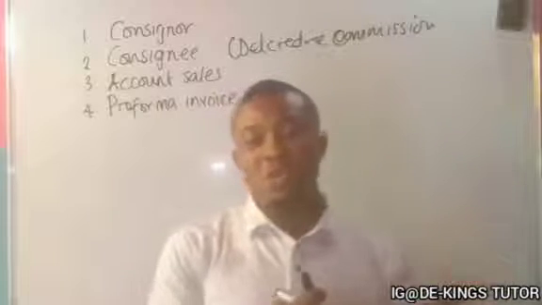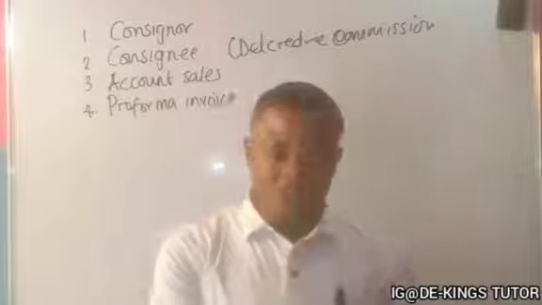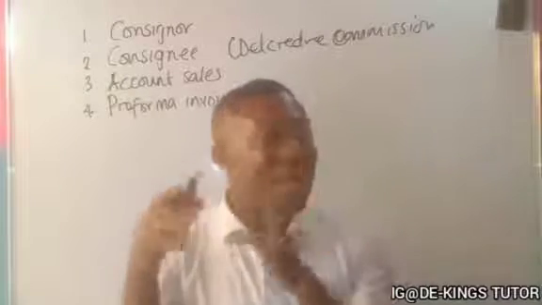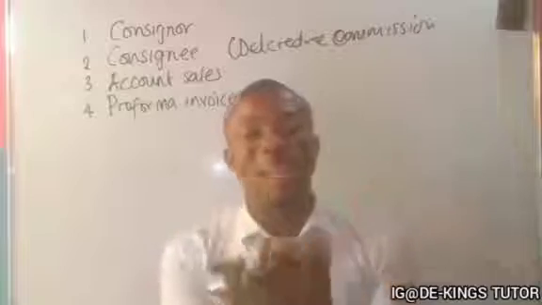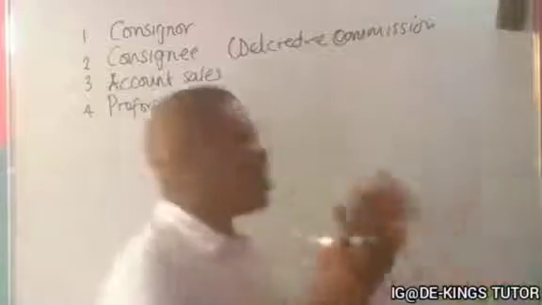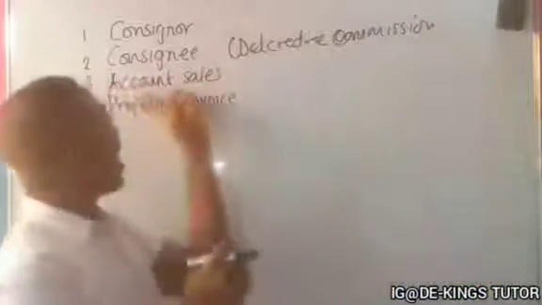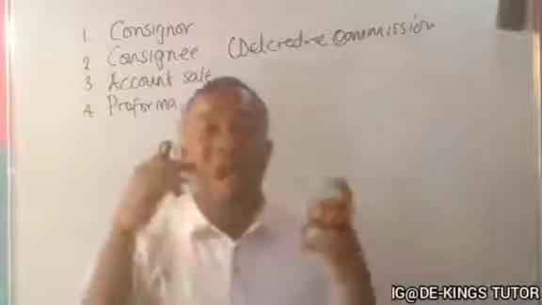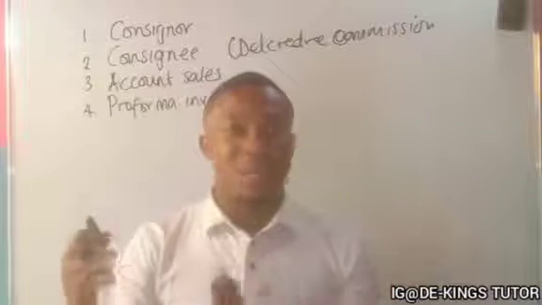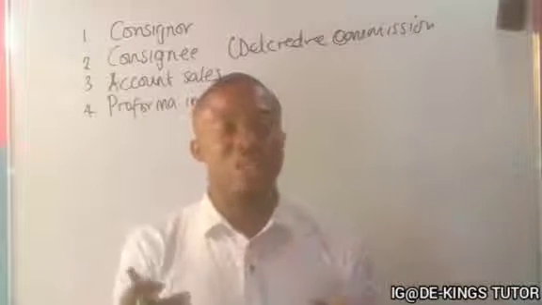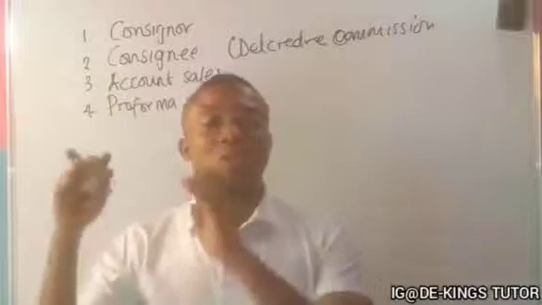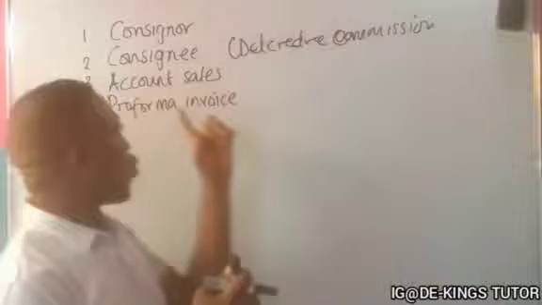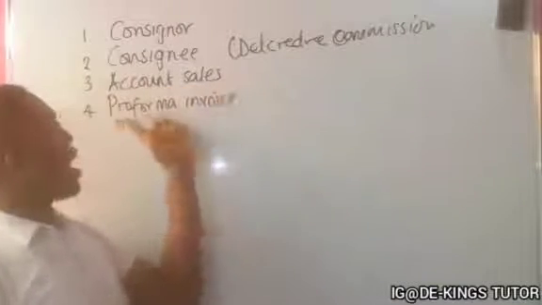So once he has received the goods, made those sales, and incurred expenses, the statement, the balance remaining, everything will be put together and sent back to the consignor. That statement is what we call account sales. It is the periodic statement that contains the sales made by the consignee, the expenses incurred, his commission, and the balance that is due to the consignor. He has to send it back. That's what we call account sales.